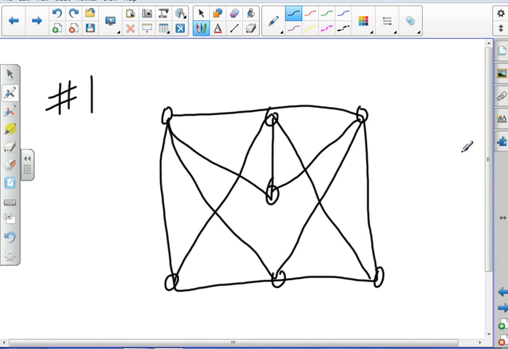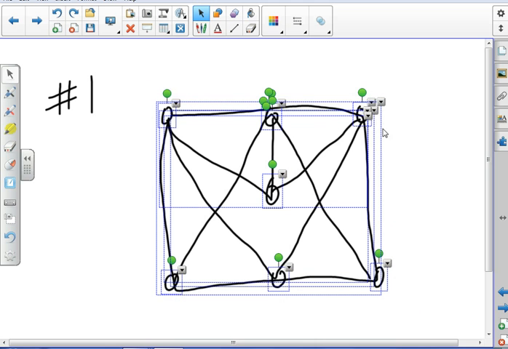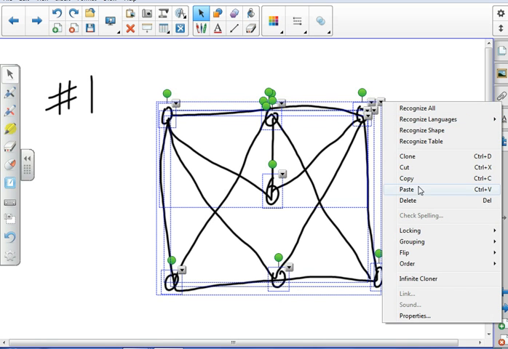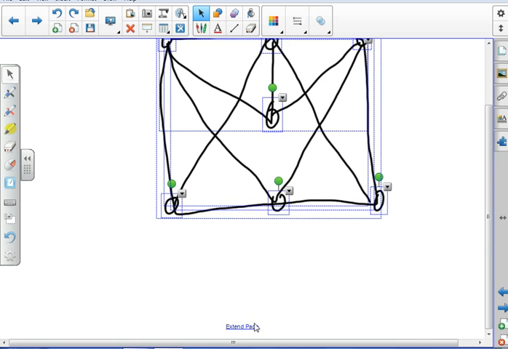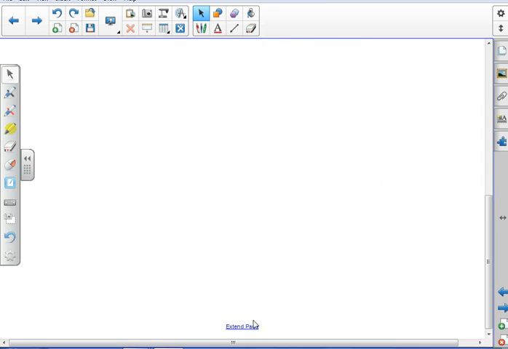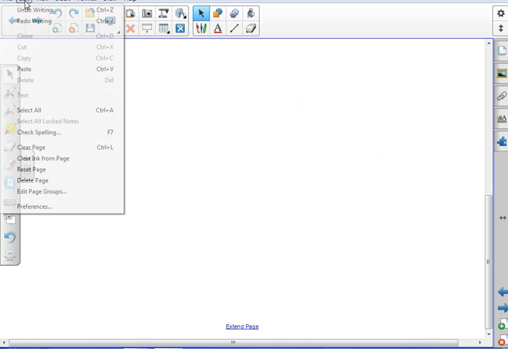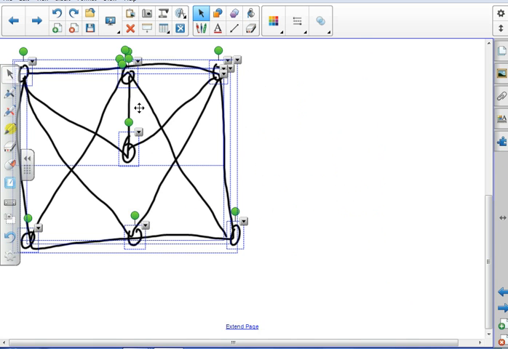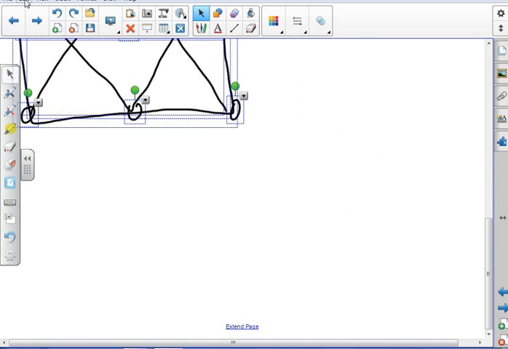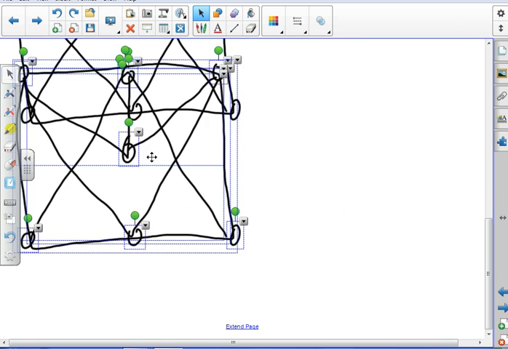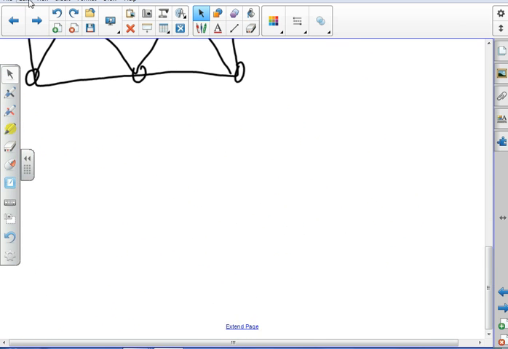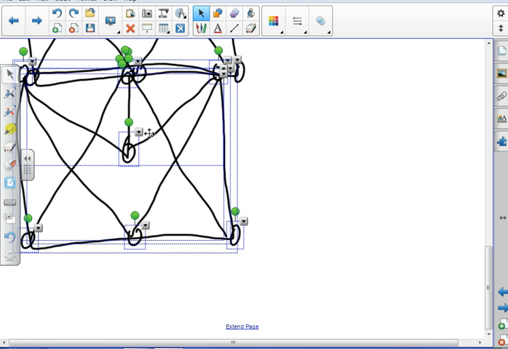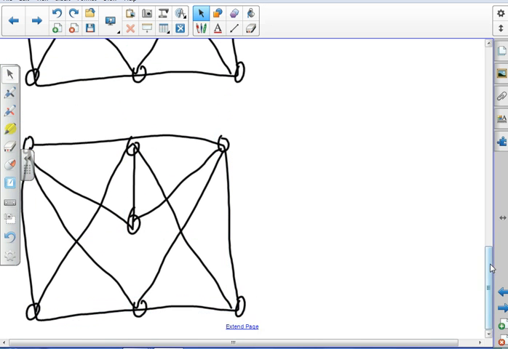I think I have it drawn right. Okay, so we need 3 of them. So we'll do a copy, and we'll paste this guy. 1, 2, 3. Excellent.